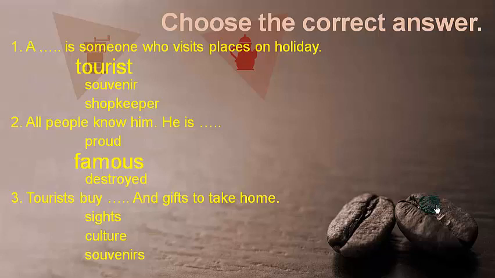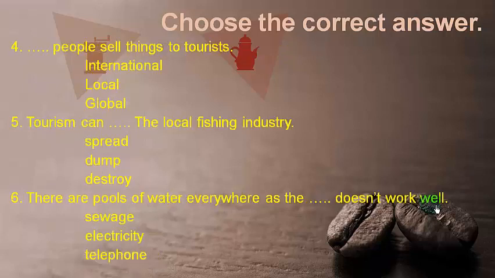Tourists buy what and gifts to take home? We have just talked about this. When you go to the pyramids, you buy souvenirs. So tourists buy souvenirs and gifts to take home. Good. Number four, which people sell things to tourists? International people or local people? Good. So local people are the people who originally live in the place. Like we all live in Sharm el Sheikh, for example. So we are the local people of Sharm el Sheikh.